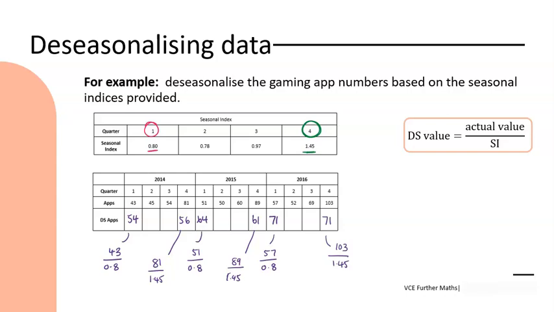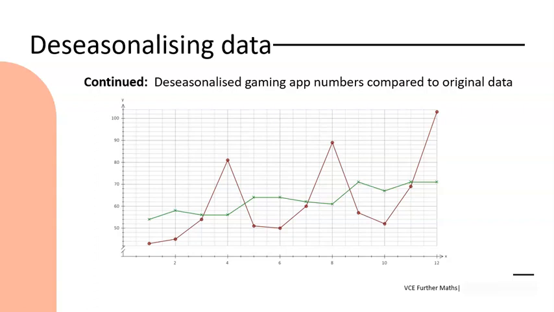If we go ahead and complete that for quarter 2 and quarter 3 as well, we will have our full set of deseasonalised data. And so there's our full set of data. Again, all of those have been rounded to the nearest whole number. If we look at what impact that has had, here is just a quick graph of the original data in the maroon colour, and our deseasonalised data in the green.